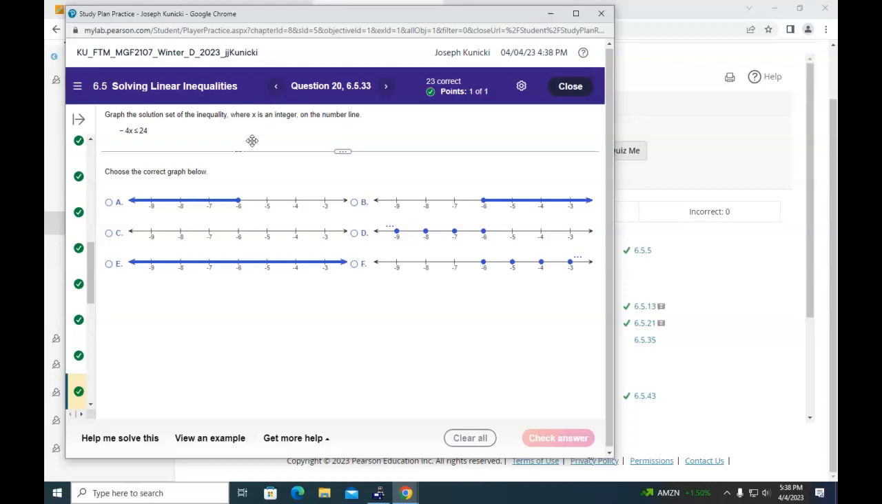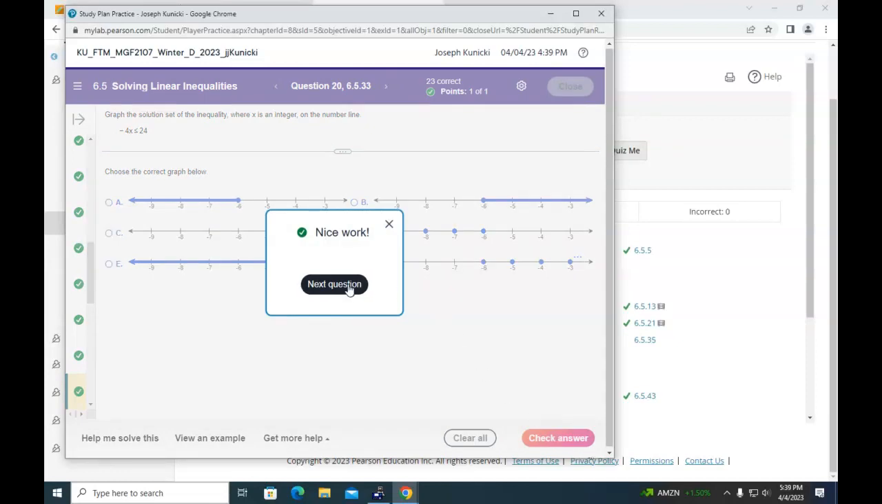But what has to happen? Switch the arrow. Now this is in integers. So I'm including negative 6. So negative 6, negative 5, negative 4, negative 3. Because I'm greater than. So which one is it? F. So you see, you could eliminate A, B, C, and E. And then it's just a question of making sure that your arrow's in the right direction. Because if you didn't flip the arrow, you would have picked D.